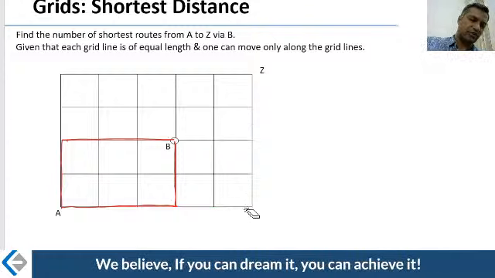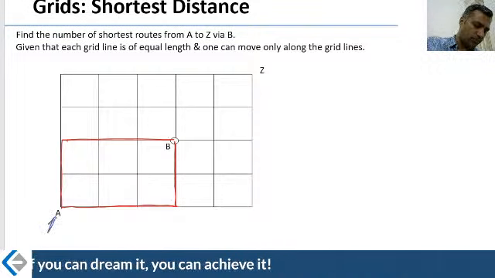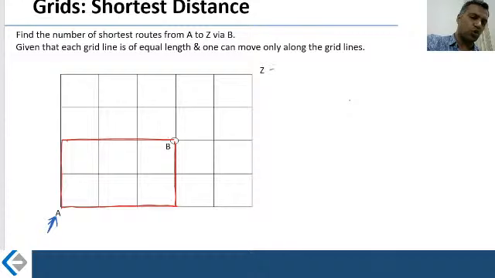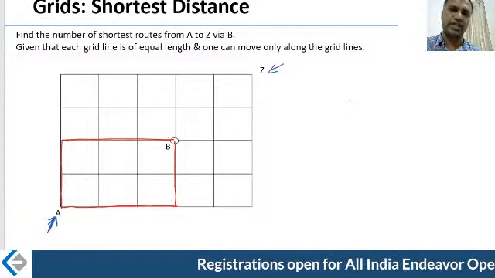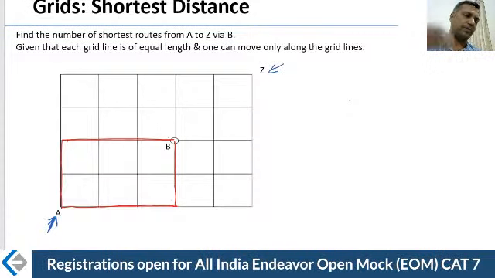Assume that via B means you are to drop a parcel at your friend's place on your way. This is the home. Let's say you are at home and you want to go to school, college, office, whatever. That is the destination. But on your way, you want to drop a small parcel at your friend's place.